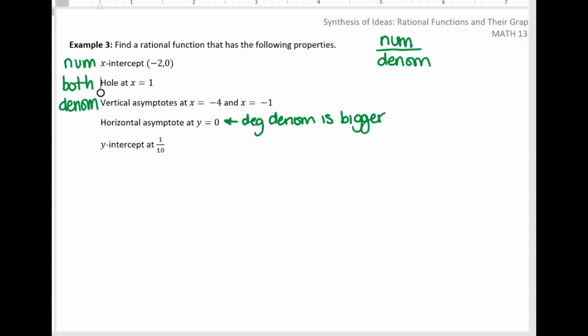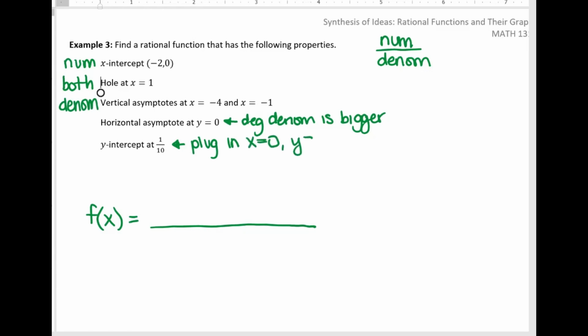Okay. All right. I'm going to go ahead and write my function f of x equal to, give myself some space. You may be going, why is she not doing anything with that y-intercept? Remember, y-intercept comes from when you plug in x equal to 0, and here we would get y is equal to 1/10. We're going to use that to check our function at the very end.